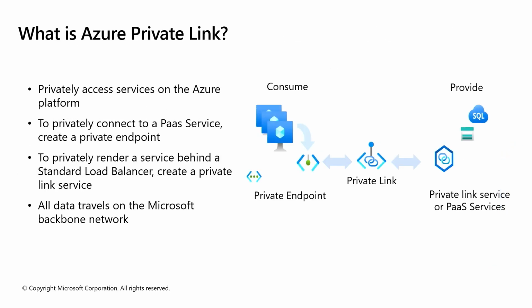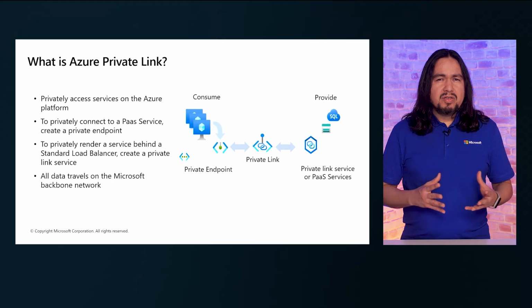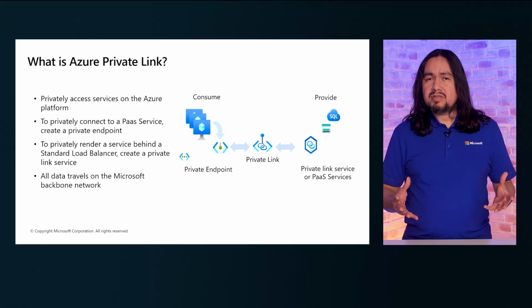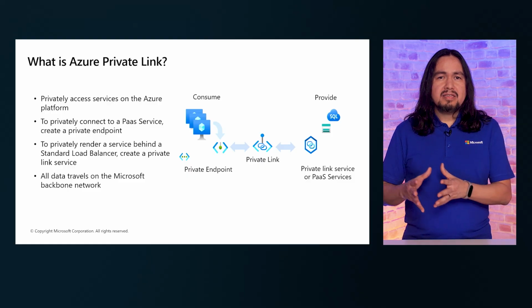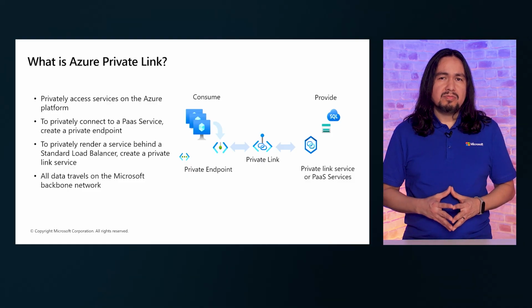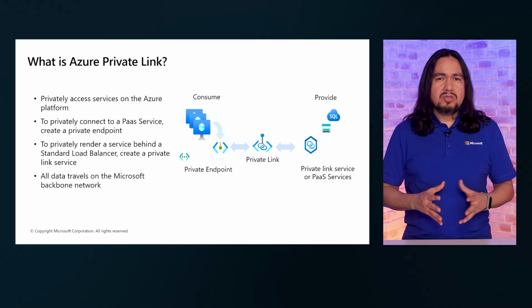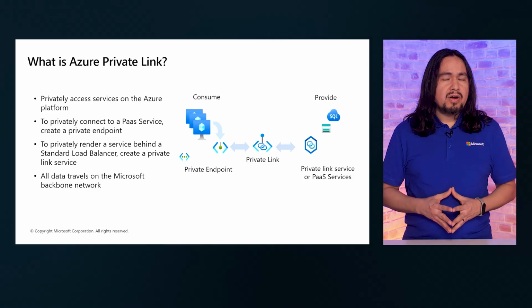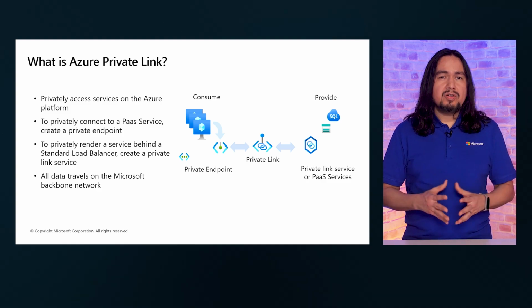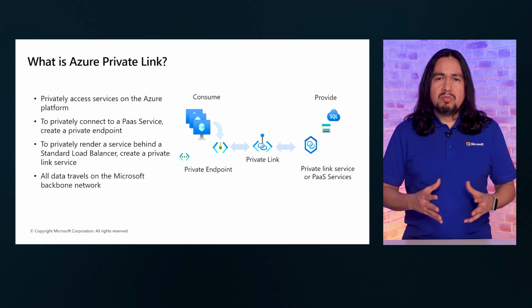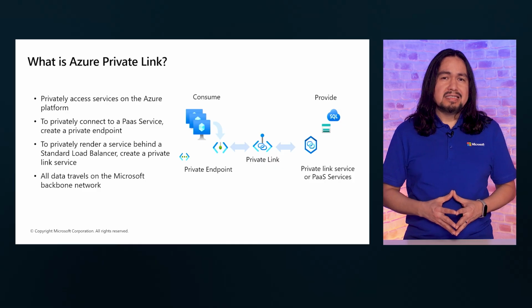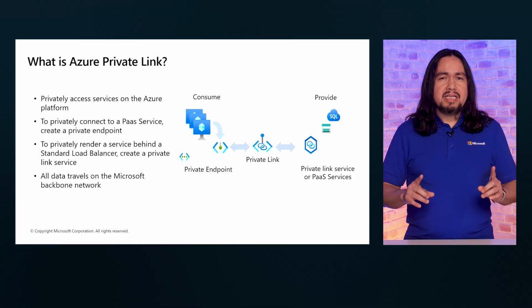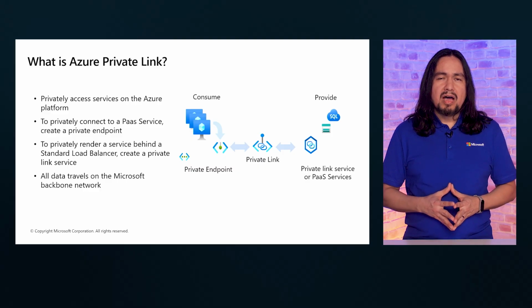In the previous section, we learned that we can use service endpoint to connect to our Azure resources, but we still were using the public IP addresses for that specific Azure resource. Private Link will help us access these services privately on the Azure platform. So we're going to learn 2 ways to use Private Link. If you want to privately connect to a PaaS service, we're going to create a private endpoint. If you want to privately render a service behind a standard load balancer, we are going to create a private link service. And remember, all data travels on the Microsoft backbone network.